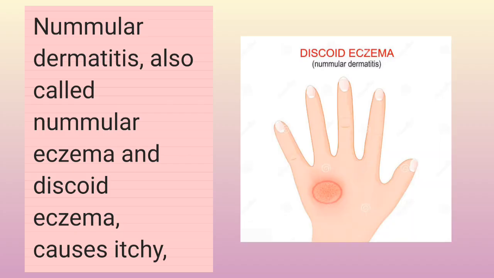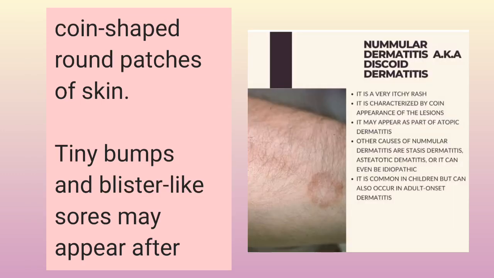Next comes the nummular eczema. Nummular eczema is a type of eczema that appears as coin-shaped patches of dry, itchy, irritated skin. It typically affects the arms and legs and is often caused by allergic reaction.